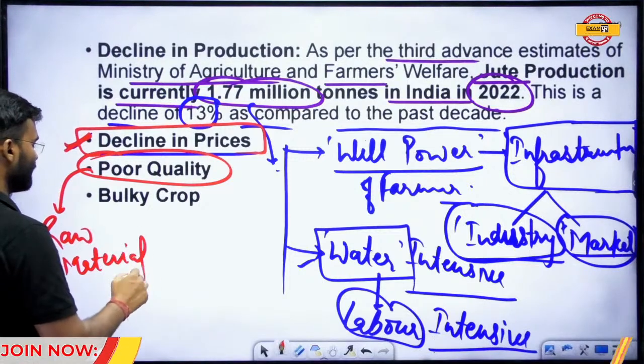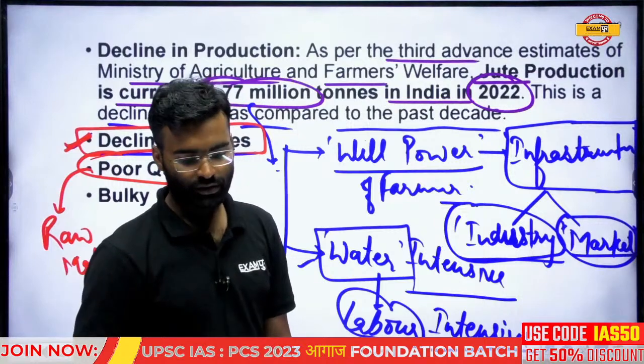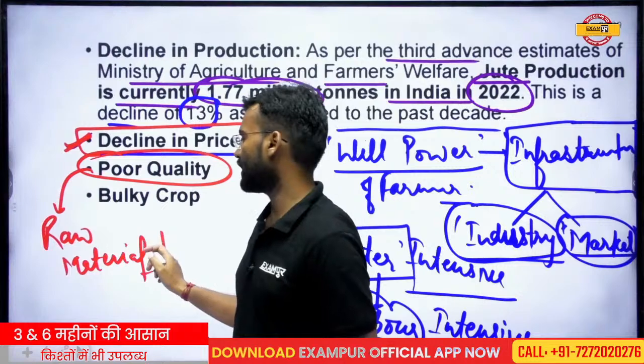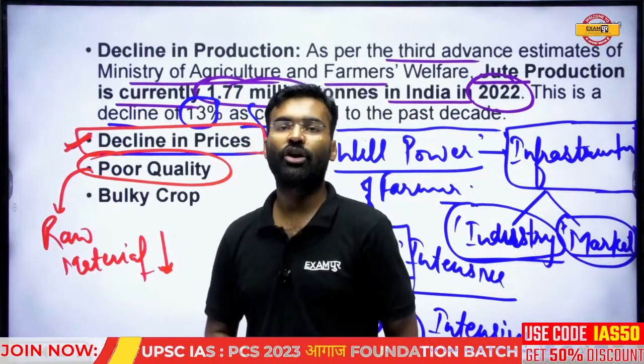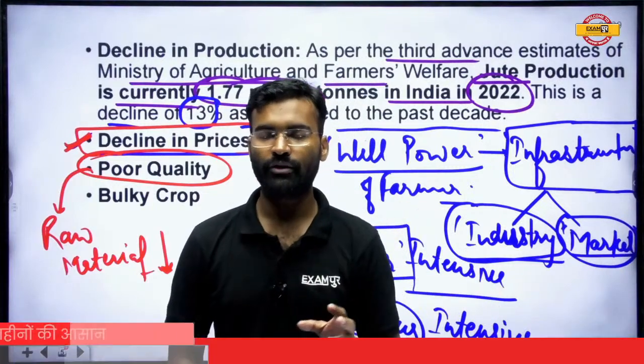If the quality of the raw material is low, then here you can see, if the quality is low, then the demand for the products in the international market will be low, will be declined.